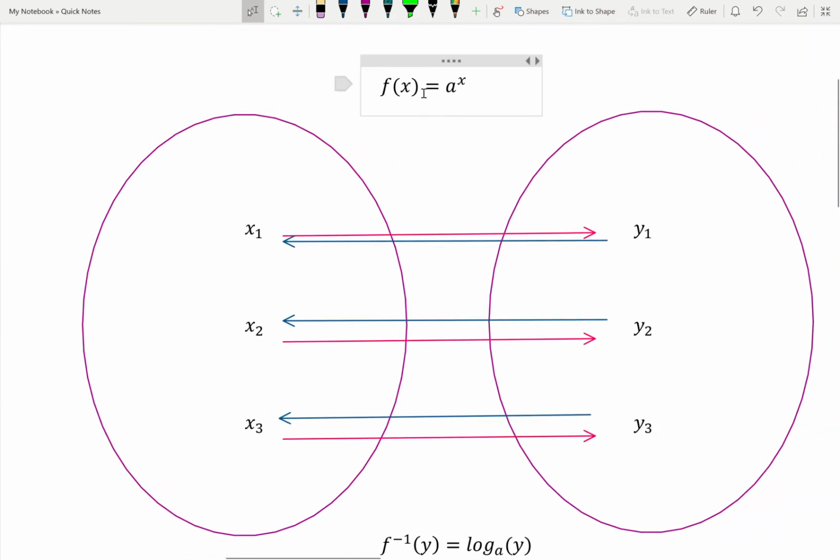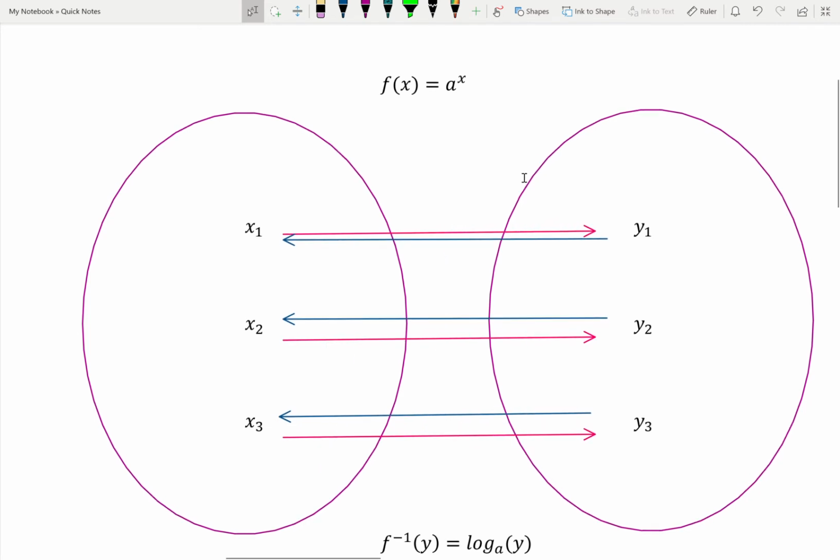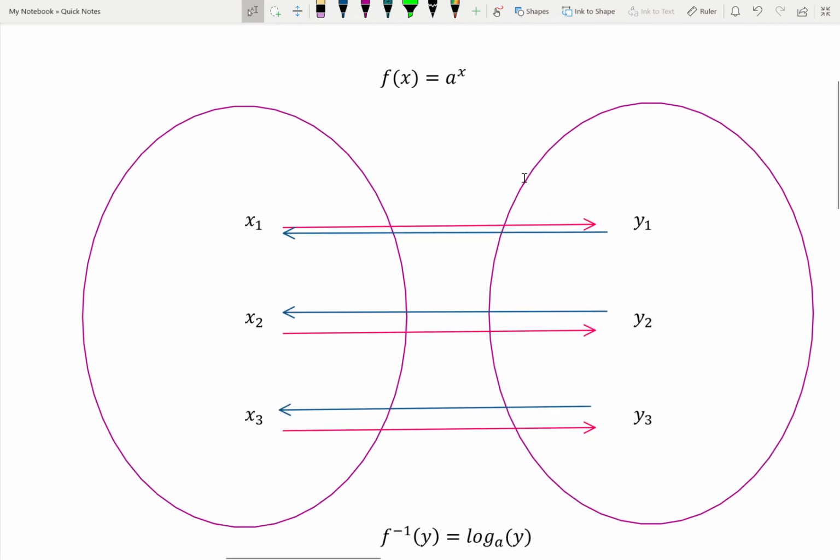Right here, our function is an exponential function, a to the x. How do I know it's exponential? Because this x, our variable x, is in the exponent. This is a good way to identify if a function is an exponential function. So the question here is, what is the inverse of an exponential function?